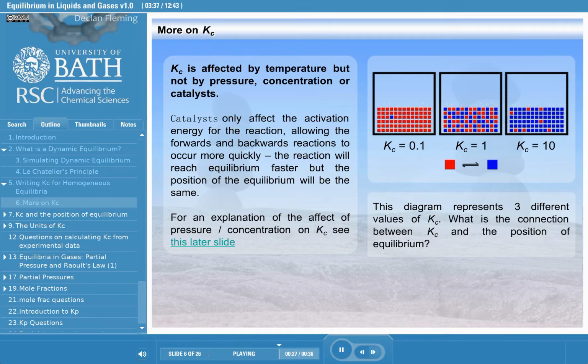This diagram represents three values of Kc. What's the connection between Kc and the position of equilibrium? There'll be a question about this on the next slide.